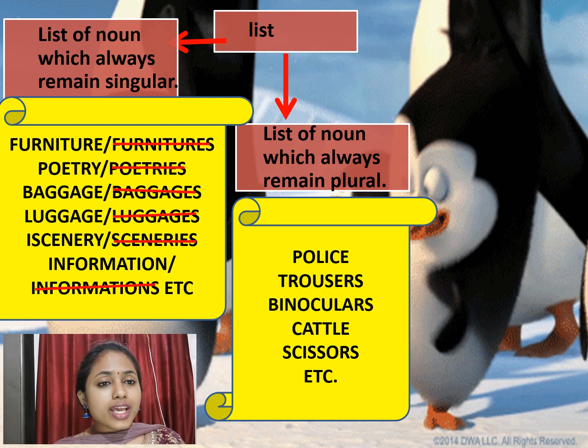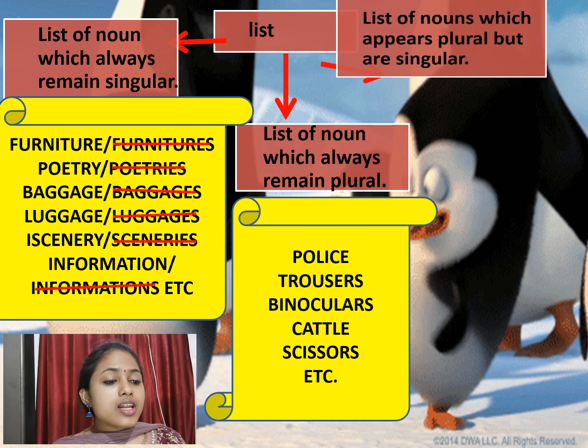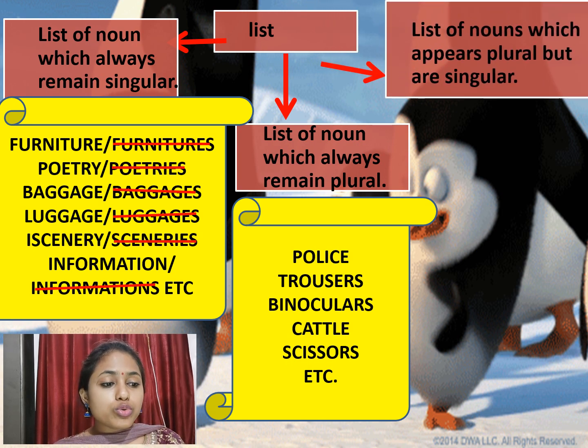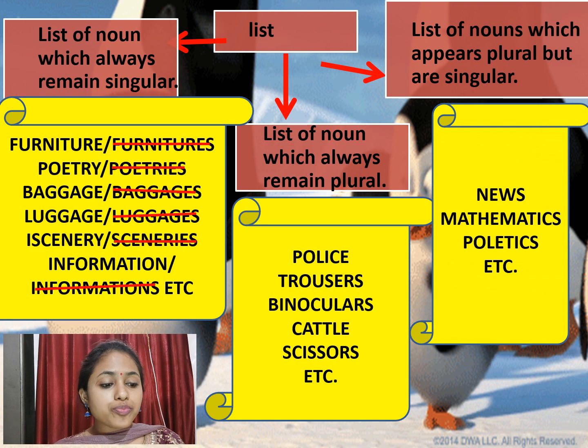Now let's move to the next thing, that is list of nouns which appear plural but are singular. This is a very unique one, right? They appear plural. They look like plural but they are singular. Let's see the first one. The first one is news. What is the full form of news? North, east, west, south. So it is singular, it is not plural.